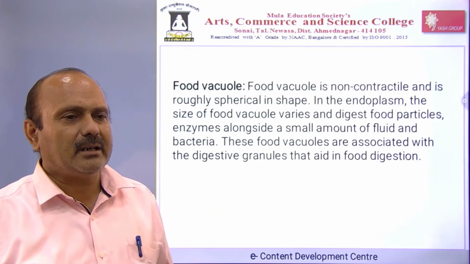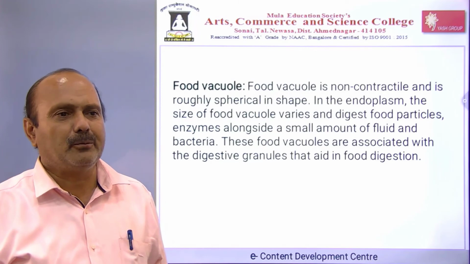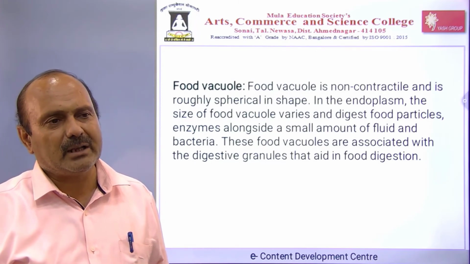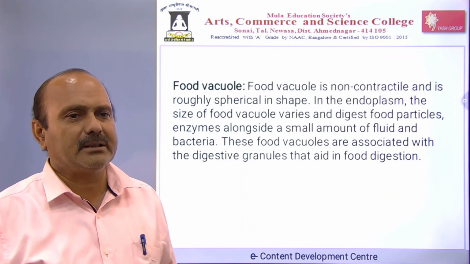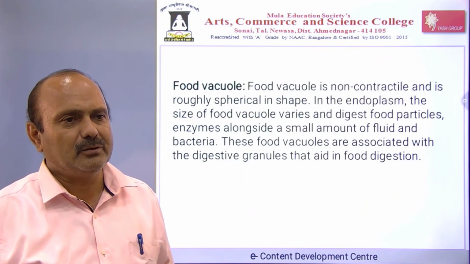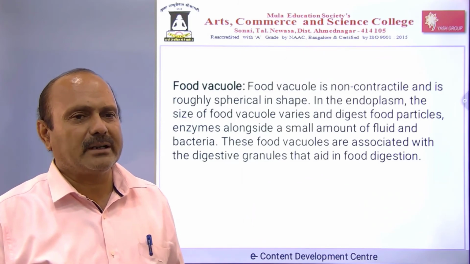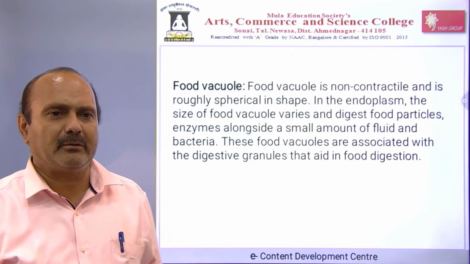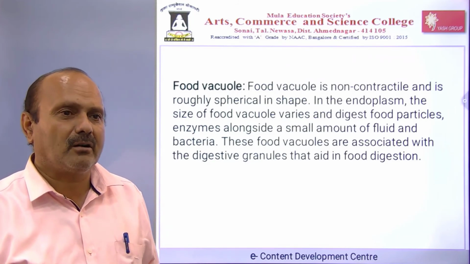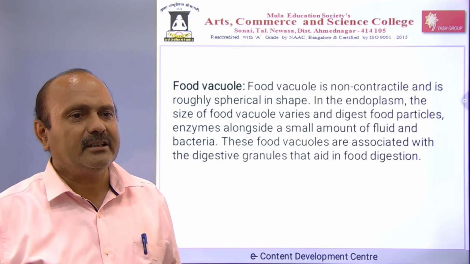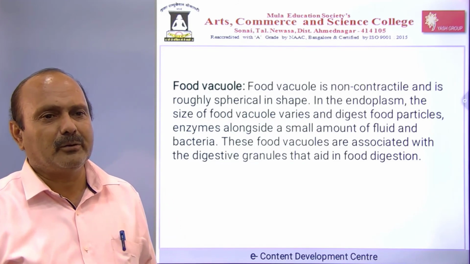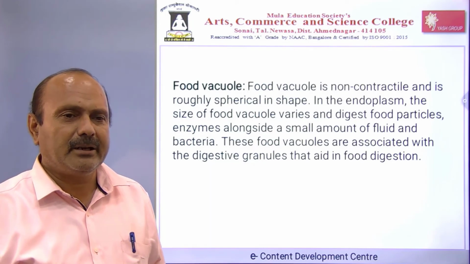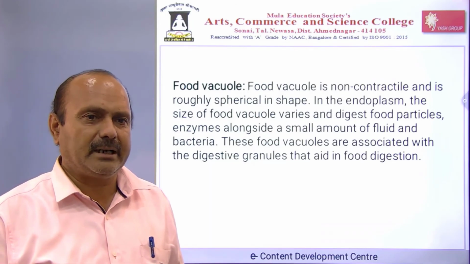Now there is another vacuole which is called the food vacuole. Actually, food vacuoles are generated when food enters the cytoplasm. At that time, the food becomes a rounded ball-like structure, which is called the food vacuole. These food vacuoles are non-contractile in nature and slightly spherical in shape. In the endoplasm, the size of the food vacuoles varies, depending upon the amount of food content.